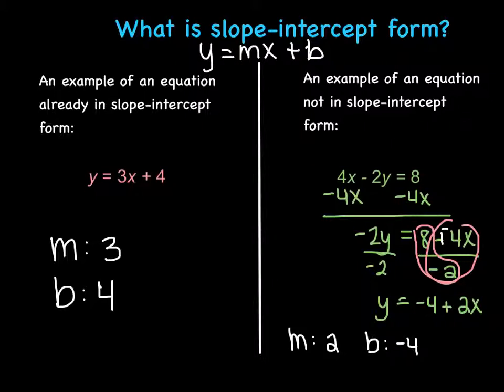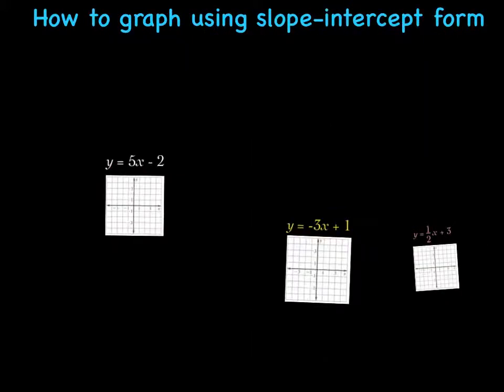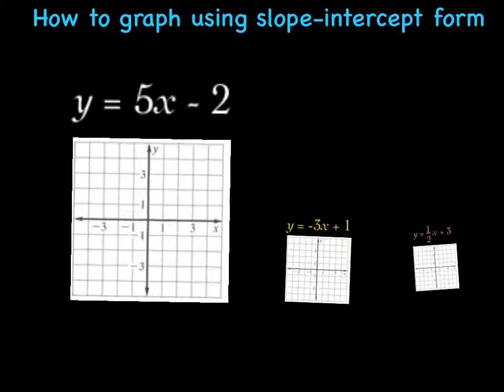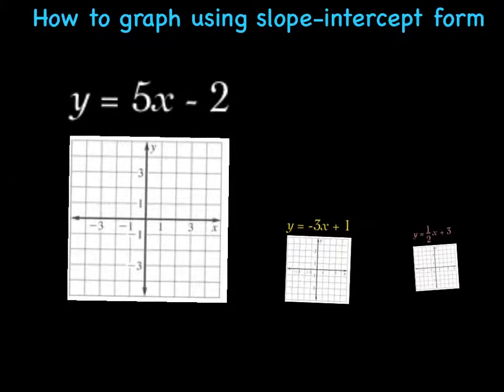Be careful in an example like this. A lot of people think the slope comes first because it's the first thing that you see here, but it's always the number that's multiplying x. So 2 is the slope, negative 4 is the y-intercept. So on this side, we're going to see 3 examples on how to graph using slope-intercept form that have a variety of different things. So here's our first example. First, you want to identify the slope, which is 5, and the y-intercept, which is negative 2.